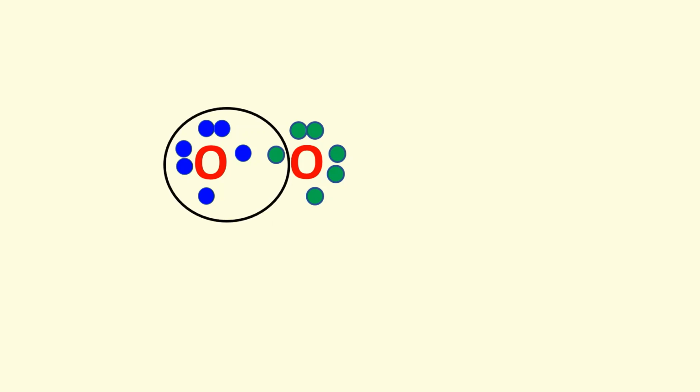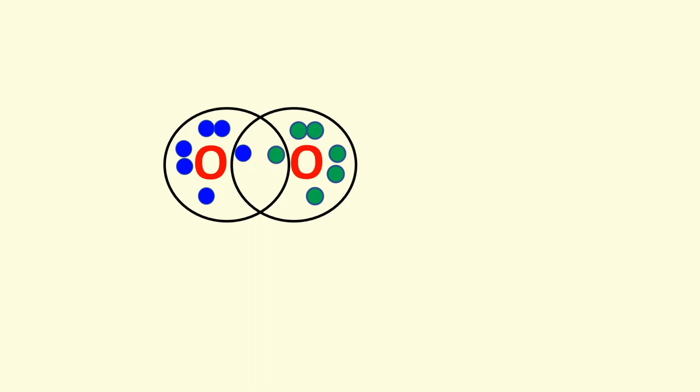In this example, we're going to show 2 oxygen atoms bonding together. Each oxygen has 6 valence electrons, so we're going to put in our 6 dots. Drawing a circle around the oxygen that's on the left-hand side, we see that it has 1, 2, 3, 4, 5, 6, 7 electrons available to it, or 7 dots. And the oxygen on the right also has 1, 2, 3, 4, 5, 6, 7 dots available to it.